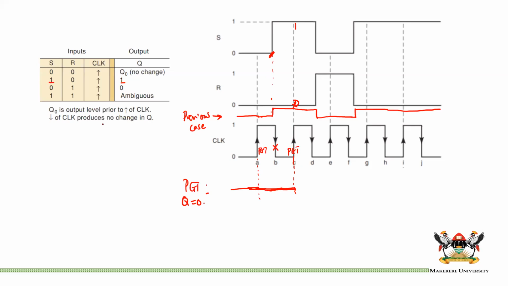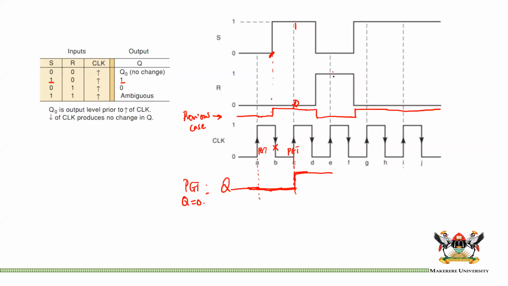0 and 1. We know that that will actually give us an output of 1. So Q now will become high. And it will remain high because we know that even if inputs change, nothing changes until the next clock transition. So it will remain high until the next PGT. At the next PGT, we check again.